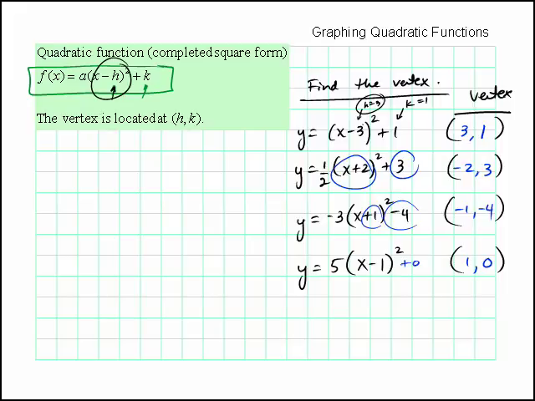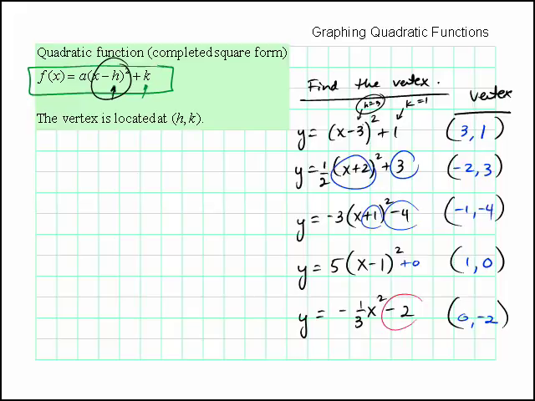And one more. y equals -1/3 x squared minus 2. It has been moved down 2, but it hasn't been moved left to right, and so the vertex is located here at 0, -2. Okay, so when our quadratic function is in this completed square form, we should be able to look right at the equation or the function and see where the vertex is located.